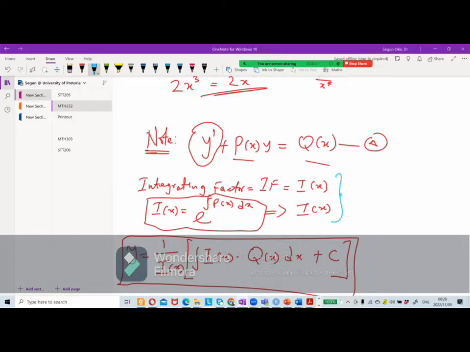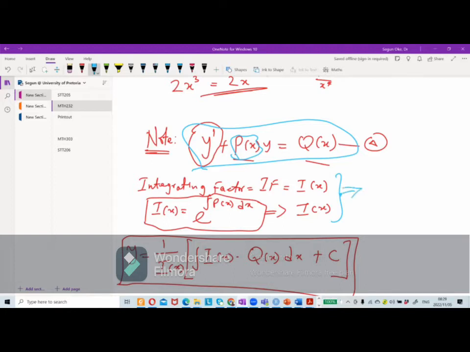Now, how do we do the integrating factor? Your equation is of this form: y prime plus p of x times y equals q of x. Our integrating factor is very simple. We take our p of x. Anything that is here is your p of x. It might be 1, it might be -1, it might be 2. It might be negative x. It's your p of x. So we go ahead and substitute it.